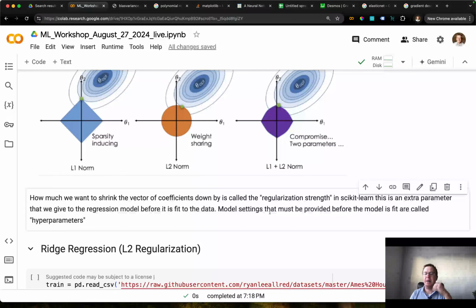Okay. Any setting that has to be provided to the model before it's fit gets a special name. It's called a hyperparameter. And we don't know what hyperparameter is going to be best. We don't know what regularization strength value is going to be best before we train the model. So we're going to try a bunch of them. And we're going to see which one works the best, which regularization strength leads to the model that gets pulled back to the middle of that sweet spot and generalizes well to unseen data.